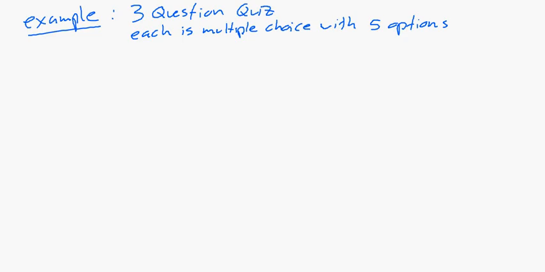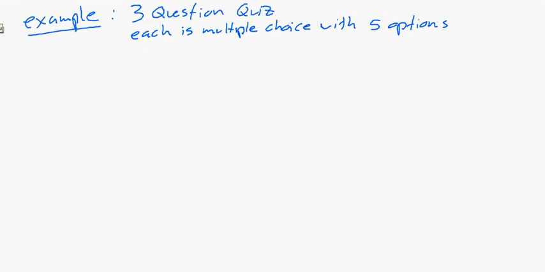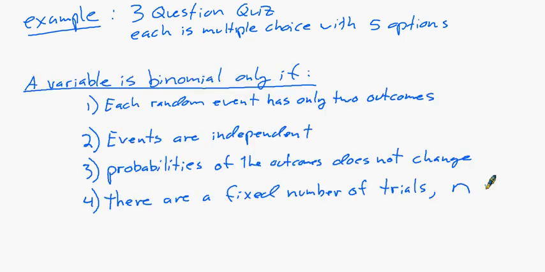So let's look at an example. A 3-question quiz. Each question is multiple choice with 5 options. Does this sound familiar? When we were doing the fundamentals, in the very beginning, the fundamentals of probability, there were 3 videos on this. We constantly used one example, which was a 15-question multiple choice quiz. You didn't know it at the time, but that was actually binomial. Well, now the question is, what does binomial mean?